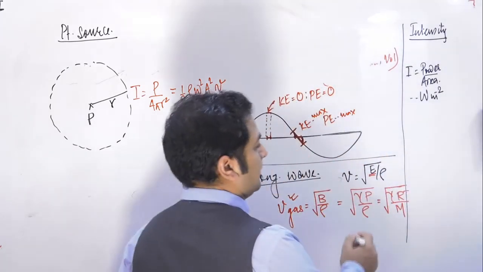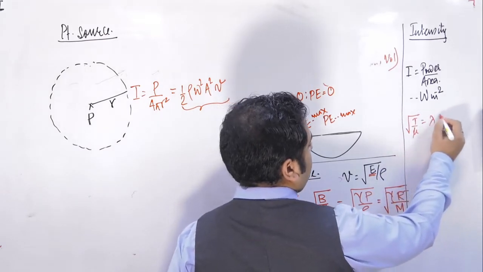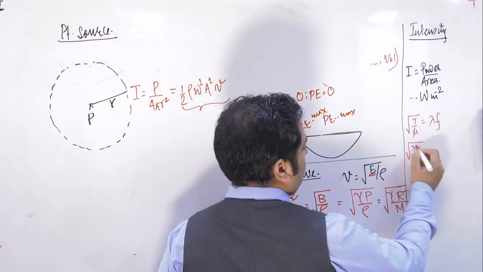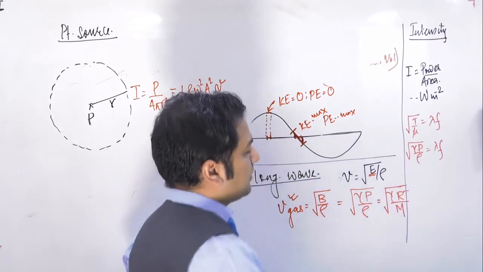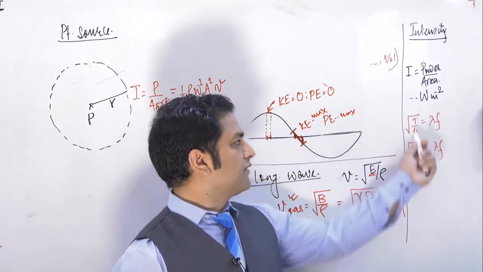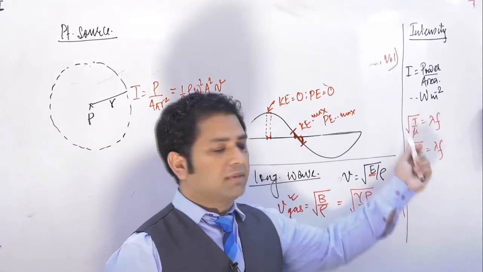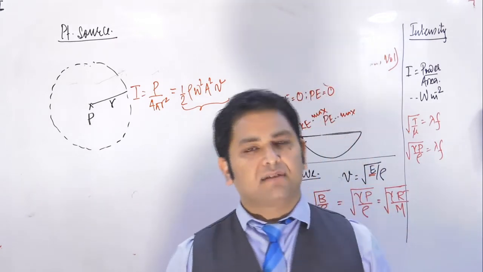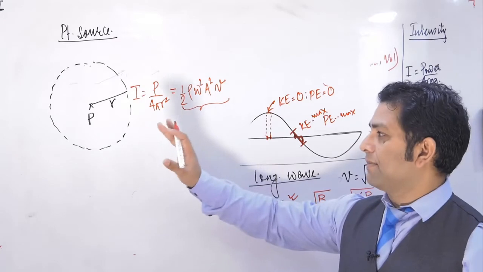If you try to understand, whether it is root T by μ, that can be equated to λF, whether it is root γP by ρ, that can also be equated to λ times F. Depending upon different types of media, you get different expressions, but the wave speed can always be equated to wavelength multiplied by frequency. That can always be done. So the technique is same.